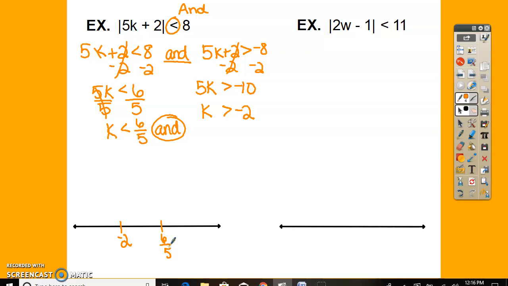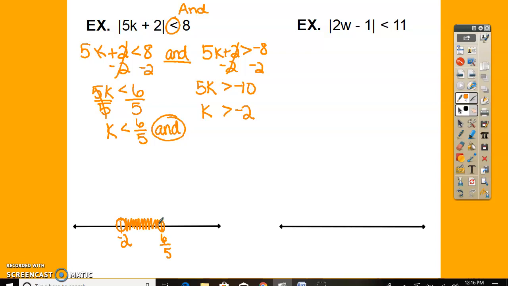So now when I graph it, my first one is that my k values are less than 6/5. So I need an open point at 6/5, and I would be shading everything to the left. But I also need my k values to be bigger than negative 2. So that's starting at negative 2 with an open point and shading to the right. So my shading should be in between those two values because it was an "and."